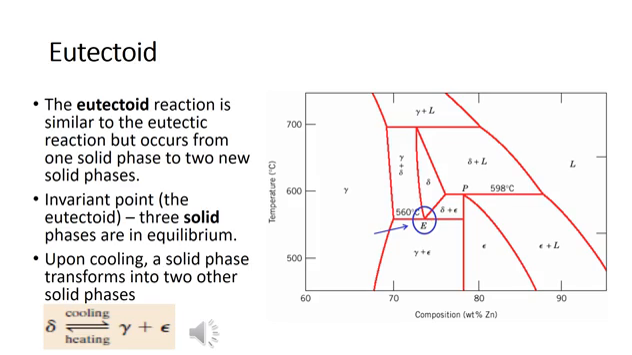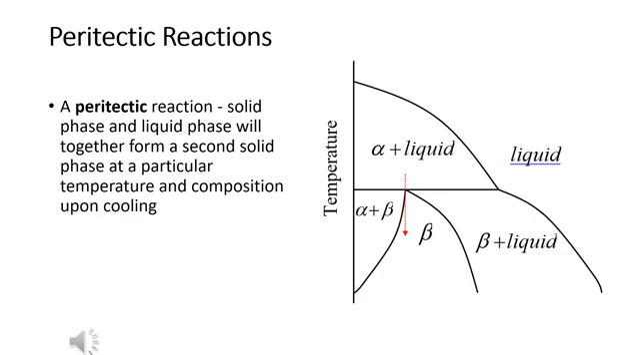Another system that we have is the eutectoid system. In this system, we have one solid phase producing two new solid phases. As shown at point A, we have the sigma phase that produces gamma and epsilon phase. Another system that we have is the peritectic system of reactions. In this case, a solid and a liquid phase produce another second solid phase at a particular temperature and composition, as shown in the diagram on your right.